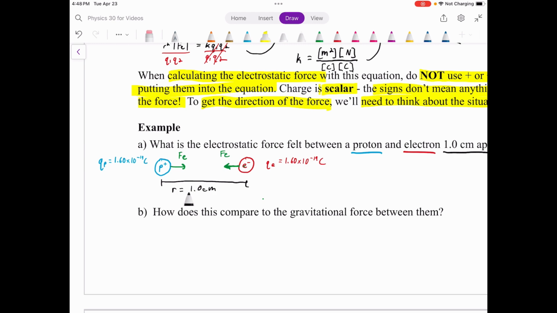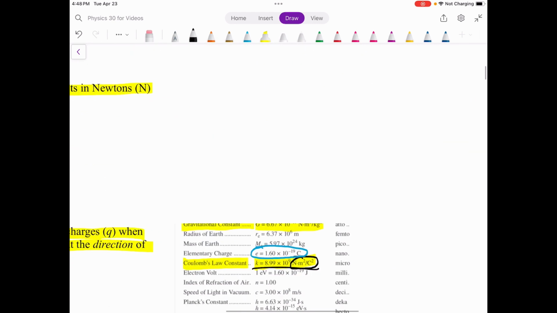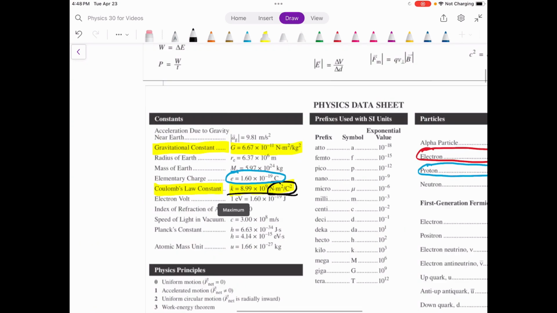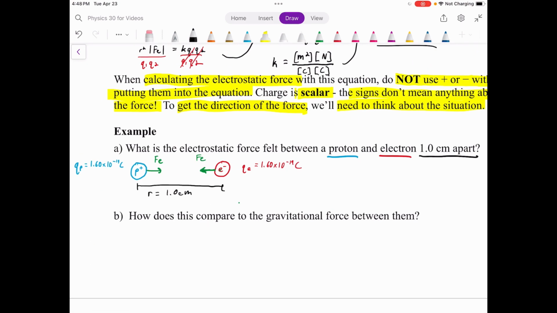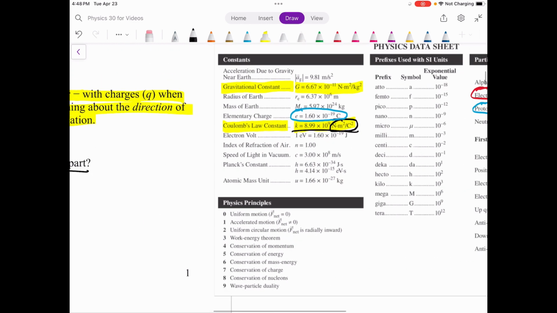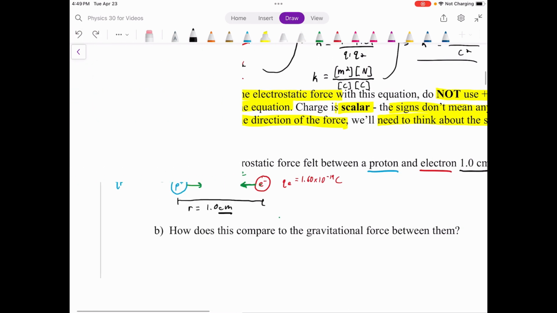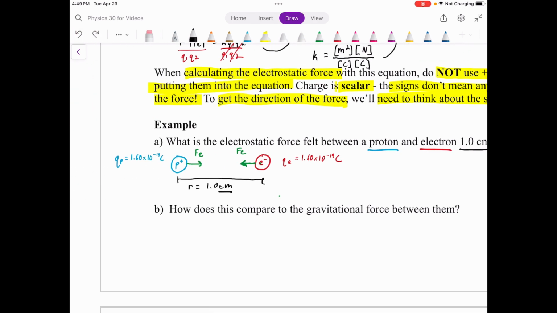One thing we do need to be careful about though, do we measure distances in meters, right? What I meant to say was, do we measure distances in centimeters, right? Is Coulomb's constant set up to work with centimeters? No, right? The standard unit is meters. So we do need to convert that to meters.